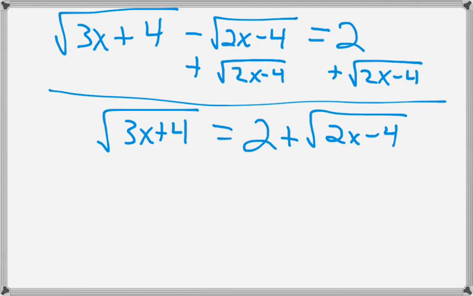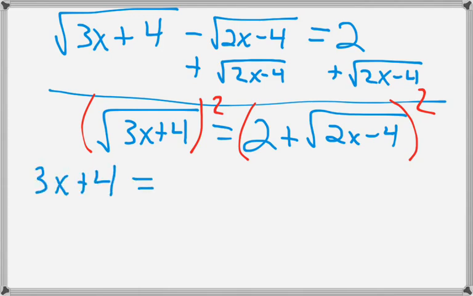So now that we have one of the radicals isolated, we can square each side. And so on the left side, we're just left with 3x plus 4. On the right side, we need to remember that squaring the entire side is not the same thing as squaring each term.